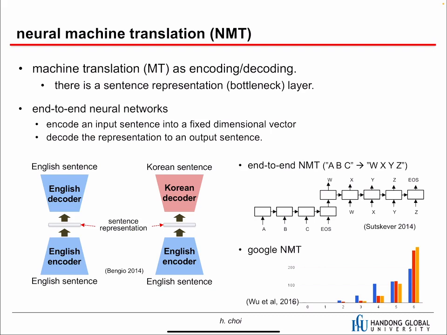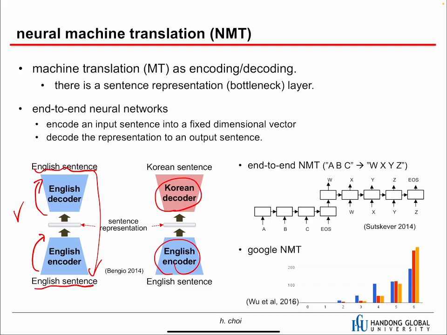But anyway, since 2014 or so, people started thinking of machine translation as encoding and decoding. If you look at this figure, we have an English sentence, then we can encode and then decode. It's like an autoencoder. Encoding and decoding, so the output should be the same as the original input sentence. This is a sequential autoencoder. And if we have an English encoder and a Korean decoder, then it is translation.